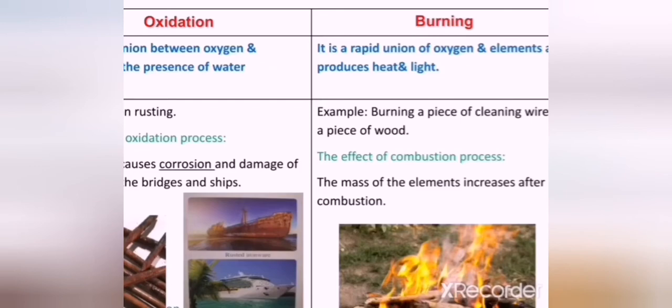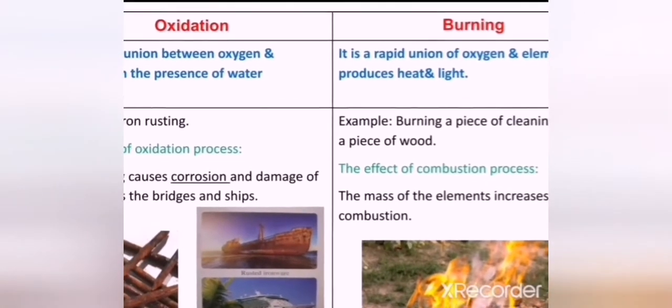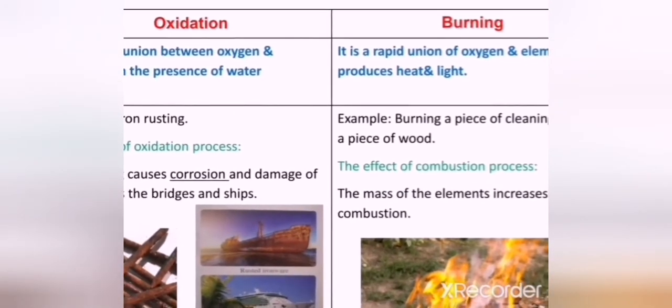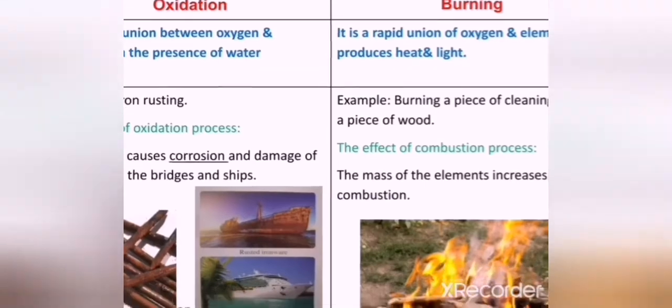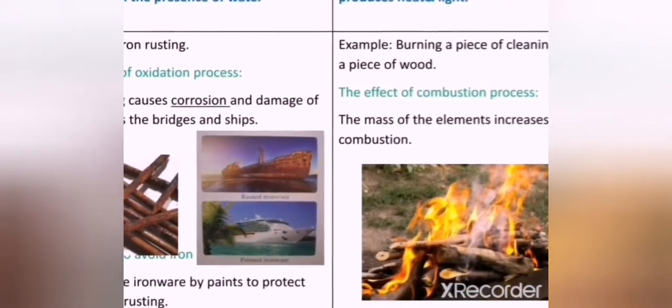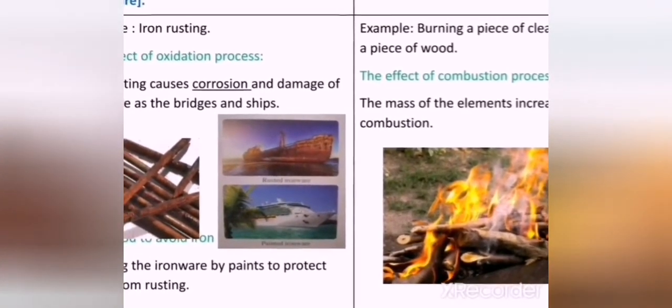So the difference between the oxidation and the burning: the oxidation is a slow union. It takes a lot of time to happen. It takes several days to happen. But the burning takes a short time to happen. It's a rapid union, so it produces heat and light. But the oxidation must happen in the presence of water, like iron rusting. So the effect of the oxidation process, the iron rusting, causes corrosion and damage of the ironware.